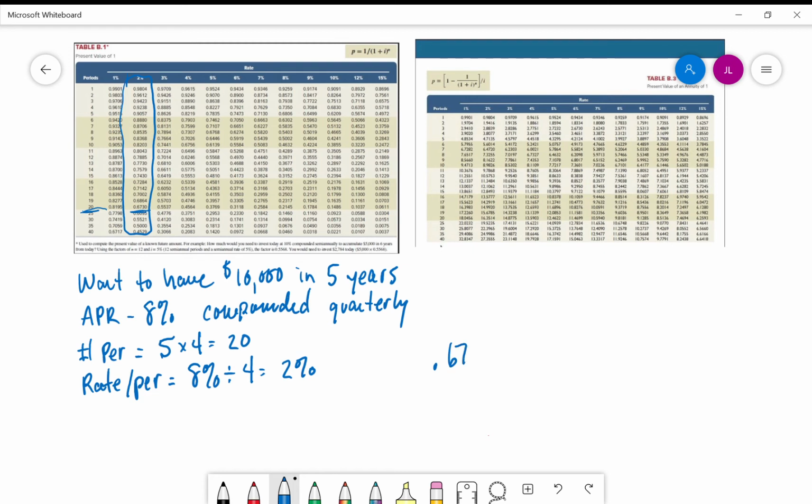So we will take that factor, 0.6730, and multiply it by our future value, or what we need to have in 5 years. And what this means is, if we deposit $6,730, or we invest that, getting 8% per year compounded quarterly, we will have $10,000 in 5 years. That is the present value. This is the present value of $10,000 given a 5-year investment, 8% annual percentage rate that's compounded quarterly.